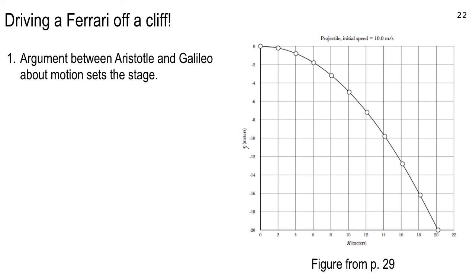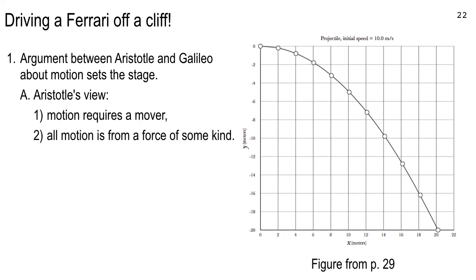But that particular trajectory became an object of argumentation between Galileo and the ghost of Aristotle. Galileo was making an argument contra Aristotle's teachings. So I'm going to describe this as if Aristotle and Galileo are talking to each other. They were talking about the nature of motion itself, and Galileo was thinking about this projectile motion of a Ferrari driving off a cliff.